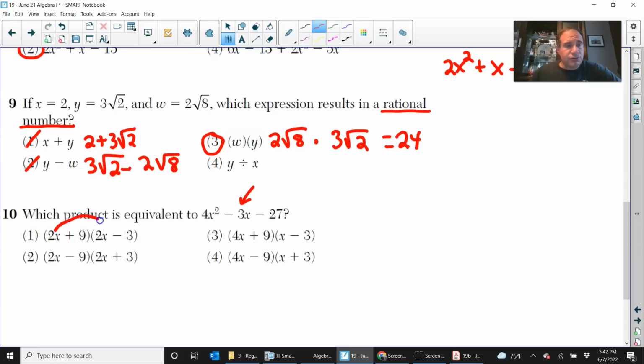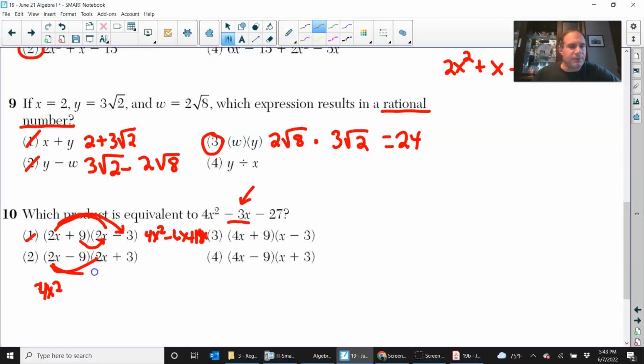So I'm just going to go 2x times 2x is 4x squared. So I get 4x squared. Then 2x times negative 3 is negative 6x. And then this 9 times 2 is a positive 18x. And there's no way I get this, negative 6x and a positive 18x does not equal the negative 3x. I know that's out. 2x times 2x is 4x squared. We're good.